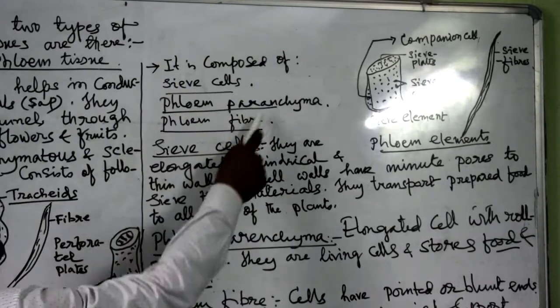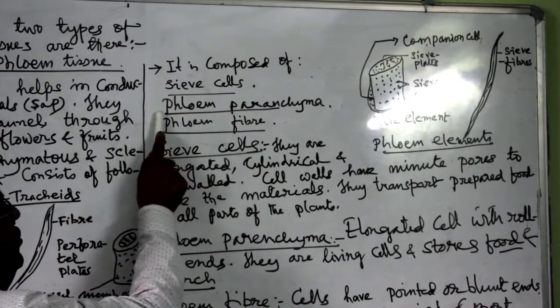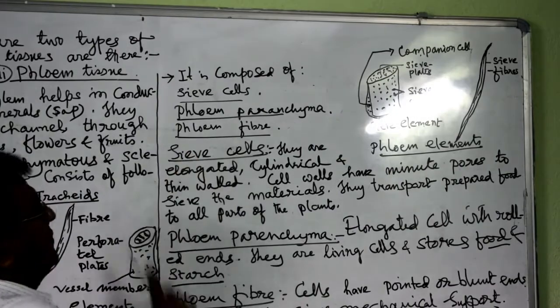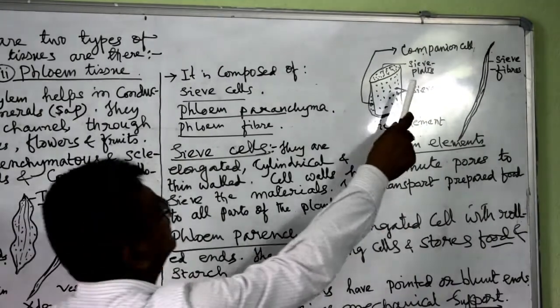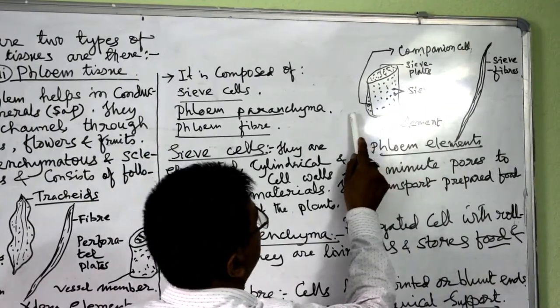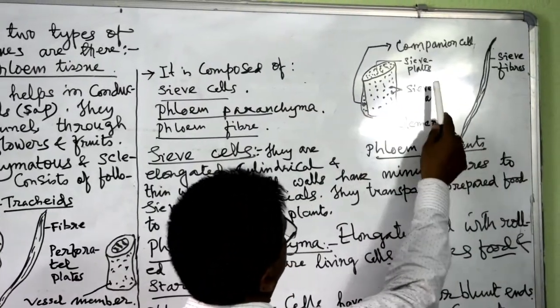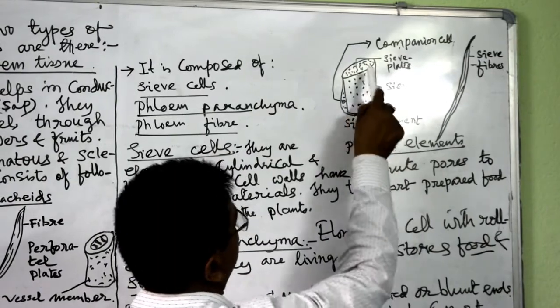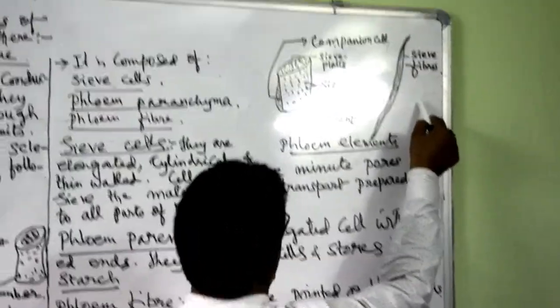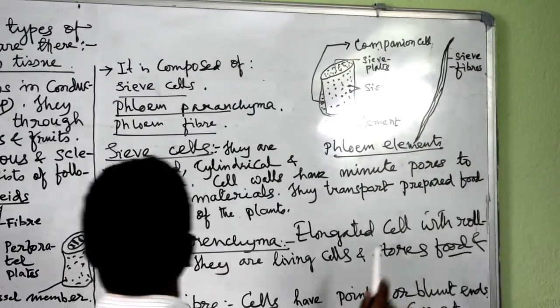It is composed of sieve cells, phloem parenchyma and phloem fiber. Here is the diagram you see. This is the sieve element where companion cell, sieve plates, sieve areas are there. This is the sieve fiber that makes the phloem elements.